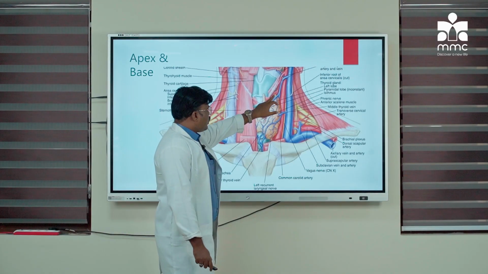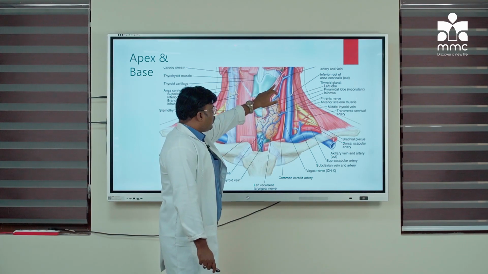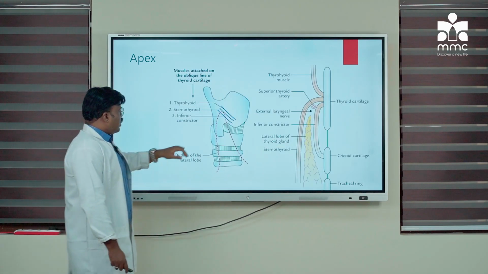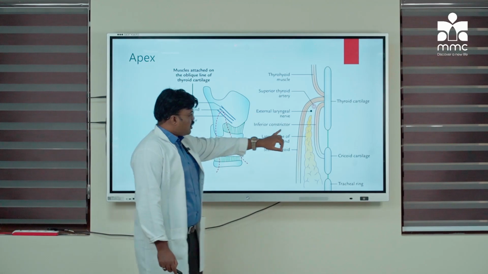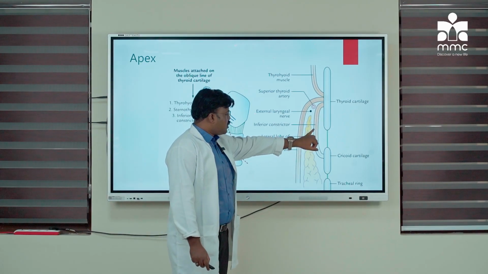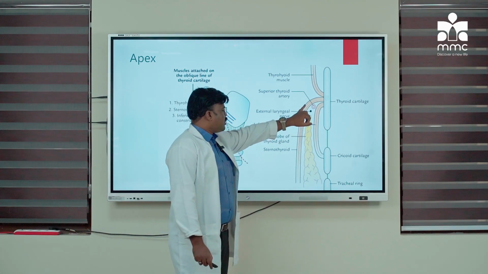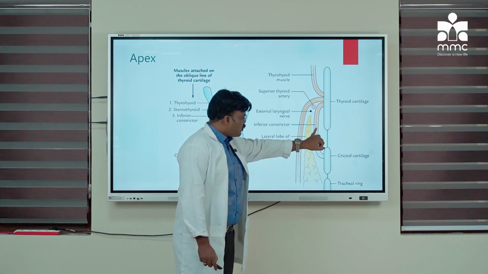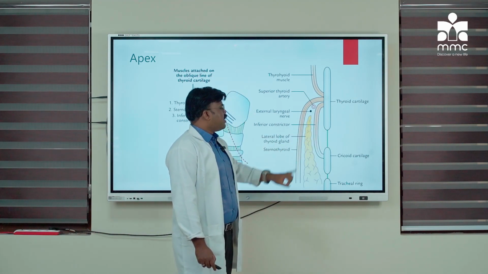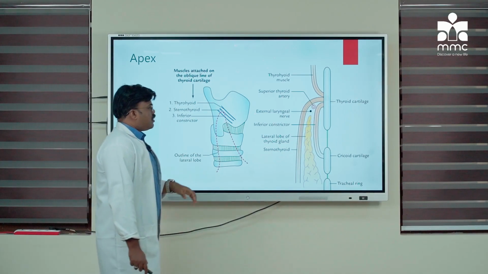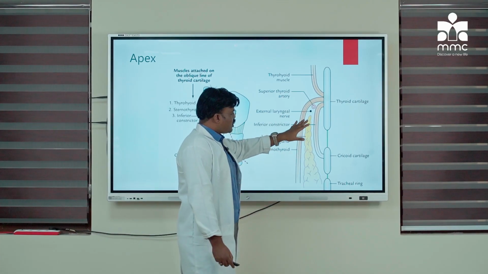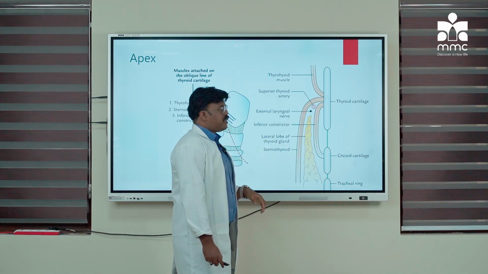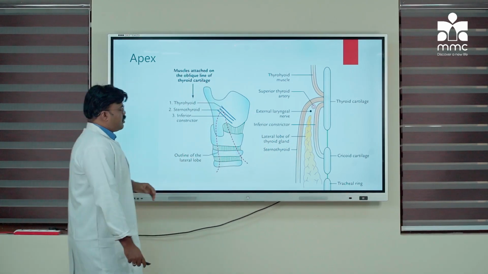The apex is pointed upwards and it extends up to the oblique line of the thyroid cartilage. The apex is sandwiched between two muscles: posteriorly the inferior constrictor and anteriorly the superior thyroid muscle. As it is sandwiched between two muscles, any swelling of the thyroid gland won't extend beyond this oblique line of thyroid cartilage because of the attachment of the muscle.